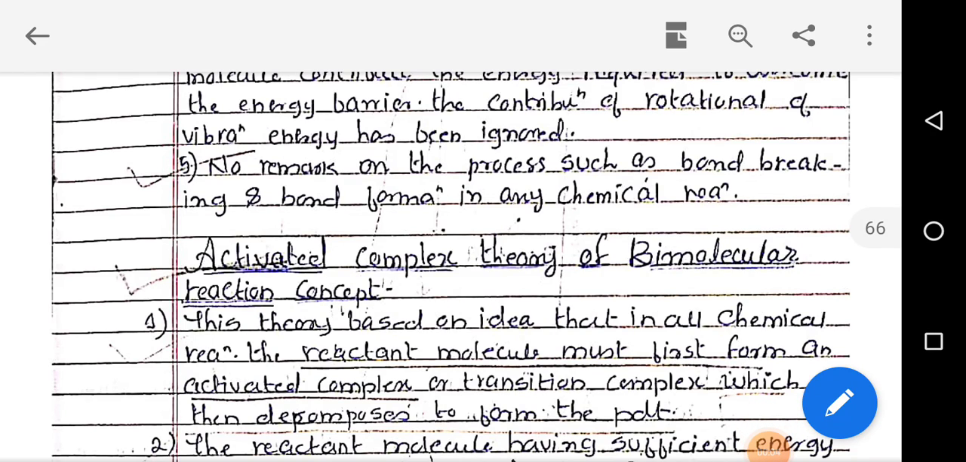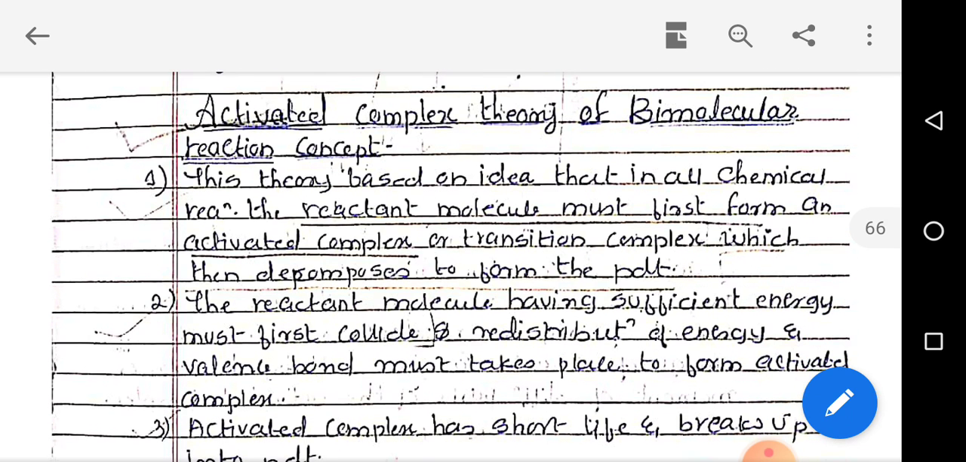Today we are going to study the topic activated complex theory of bimolecular reactions. This is the second theory. The first one is the collision theory, and this is the activated complex theory of bimolecular reactions. So, for bimolecular reactions, the specific molecularity is given here.